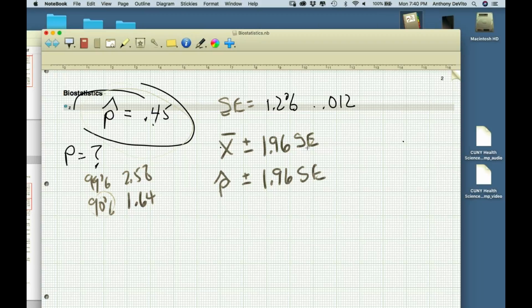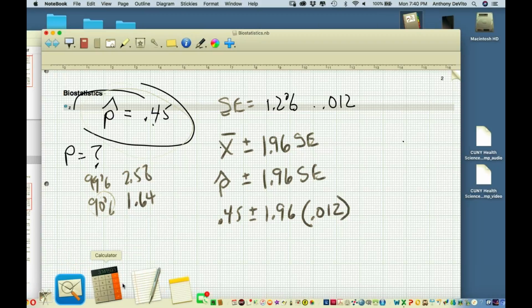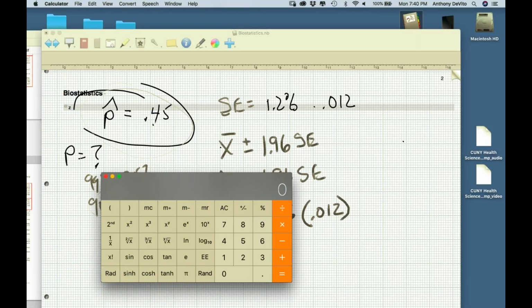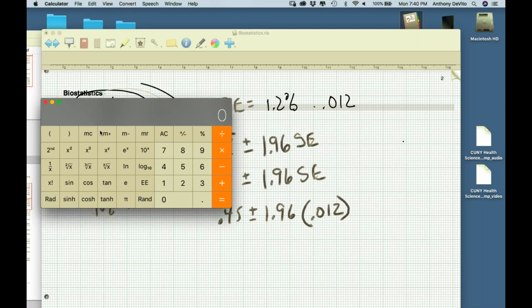Okay, so let's take a look at this. How's this going to work out for our p value? It's going to be 0.45 plus or minus 1.96 times 0.012. Okay, we'll see what that looks like when we actually calculate it. I'm going to put 0.45 into memory first. Let me do it this way, clear memory. I'm going to take 1.96 times 0.012. It's going to double it basically to about 2.4%.